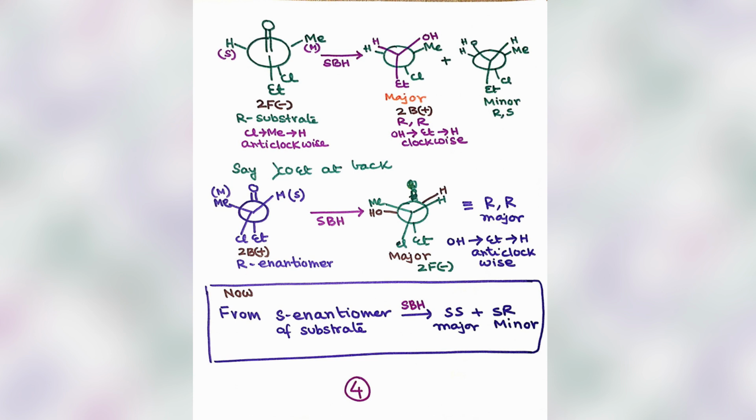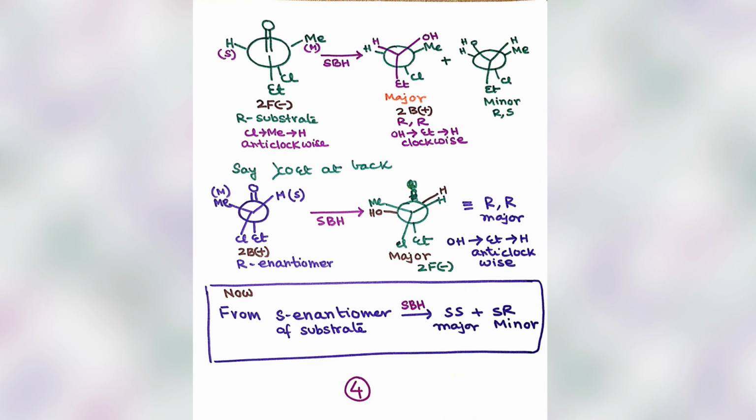Now if we write in a reverse way, the R enantiomer of the substrate can also be written in a reverse way. I want to mean that C double bond O in the boundary and the chiral center at the center. In that case also, by applying all these rules, we will be getting the RR as a major product.